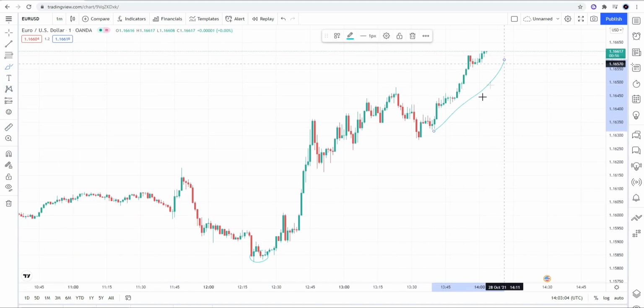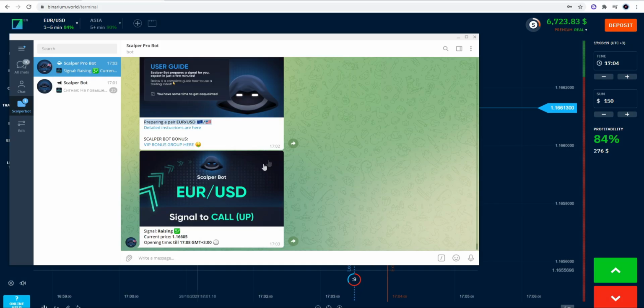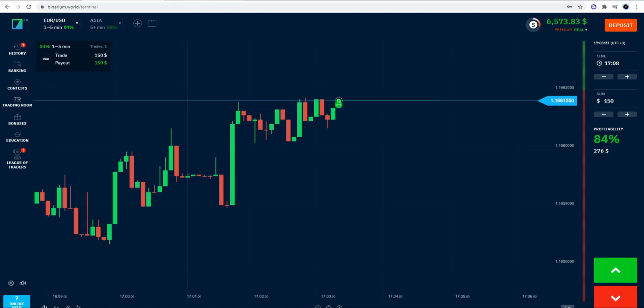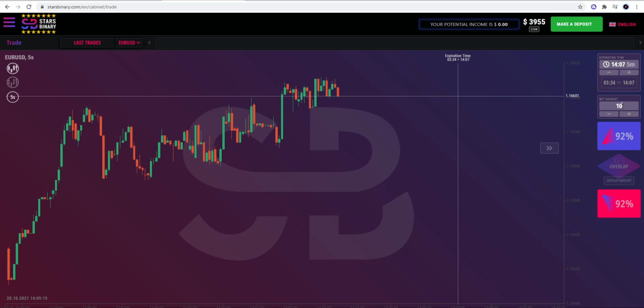The bot tracks this and gives us clear hints on what we should work with, and according to the bot, let's open a rise trade until the 18th minute. One deal was opened, now it's the same on the second platform. Just keep an eye on the markers that I'm marking now.